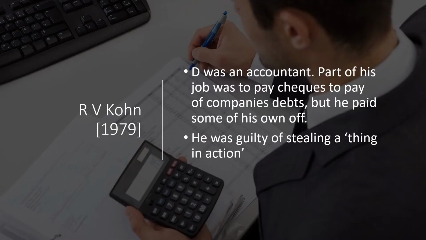In Cone, the defendant was an accountant and part of his job was to pay cheques to pay off companies' debts, but he paid some of his own debts off and he was guilty of stealing a thing in action. So this cheque, this thing which could be enforced, and of course it was money from the bank and it was a thing in action.